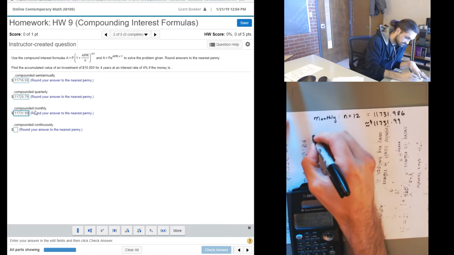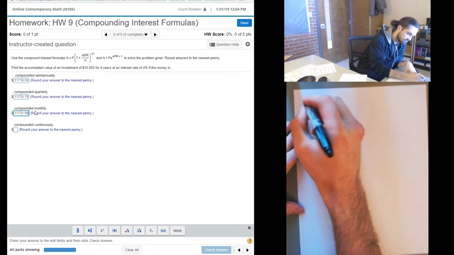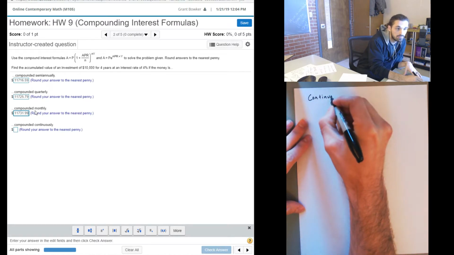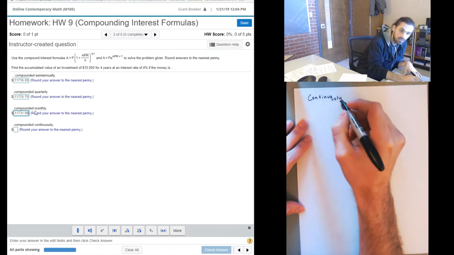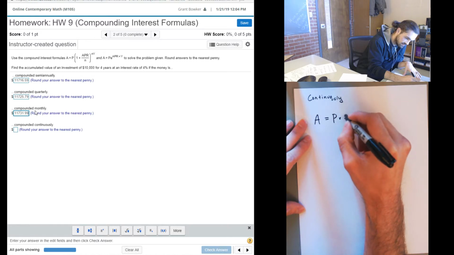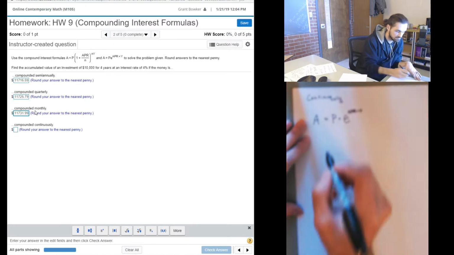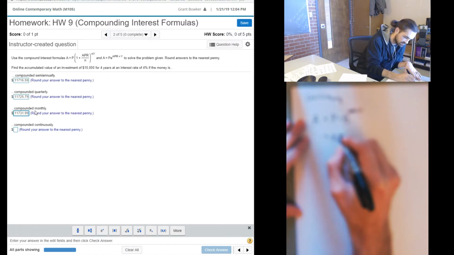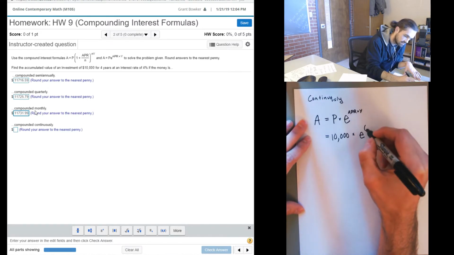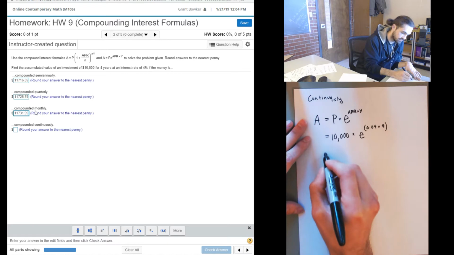Compounded continuously. All right. So we have A equals P times e raised to the APR times Y. So again, our principal is still 10,000, and we're going to multiply it by the number e raised to the APR, which is still 0.04, times the number of years, which is 4.